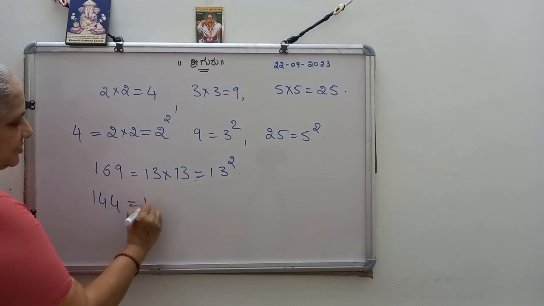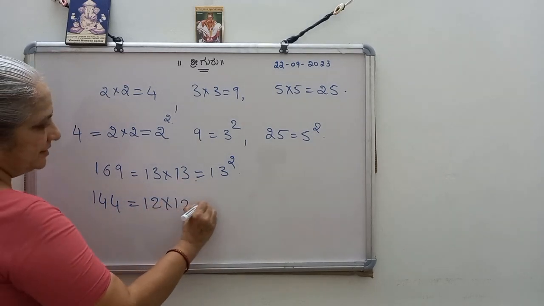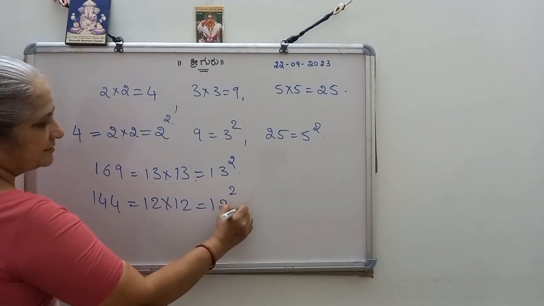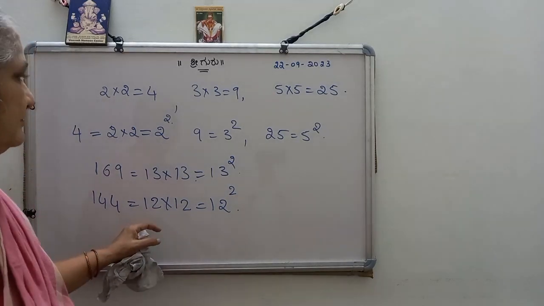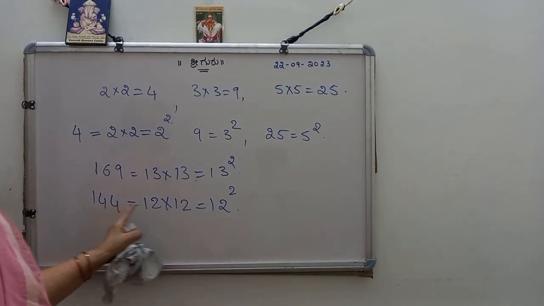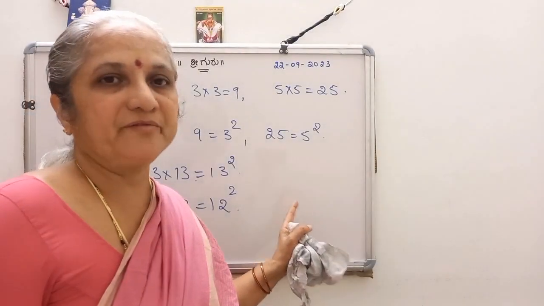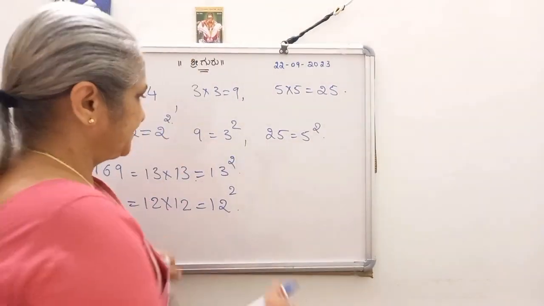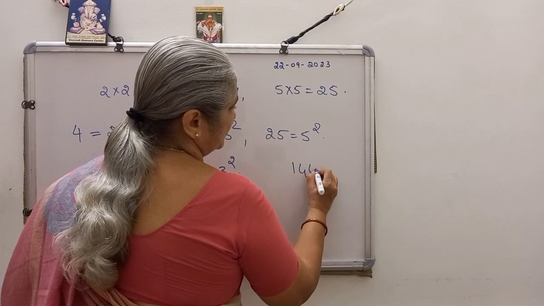144 is equal to 12 into 12. It is 12 square. How can we find it? By the prime factorization method. 144.